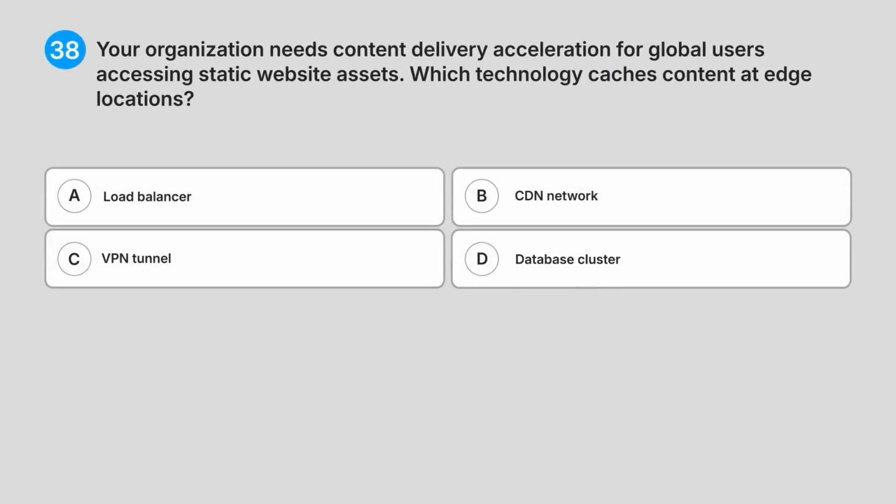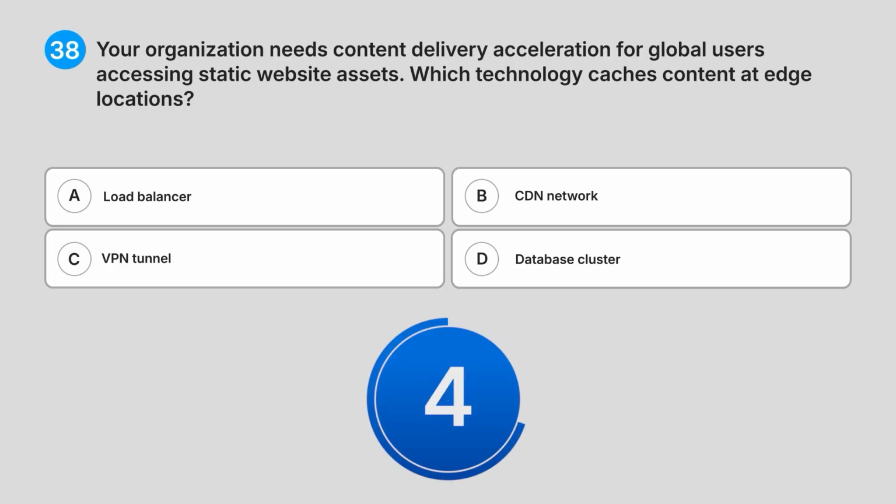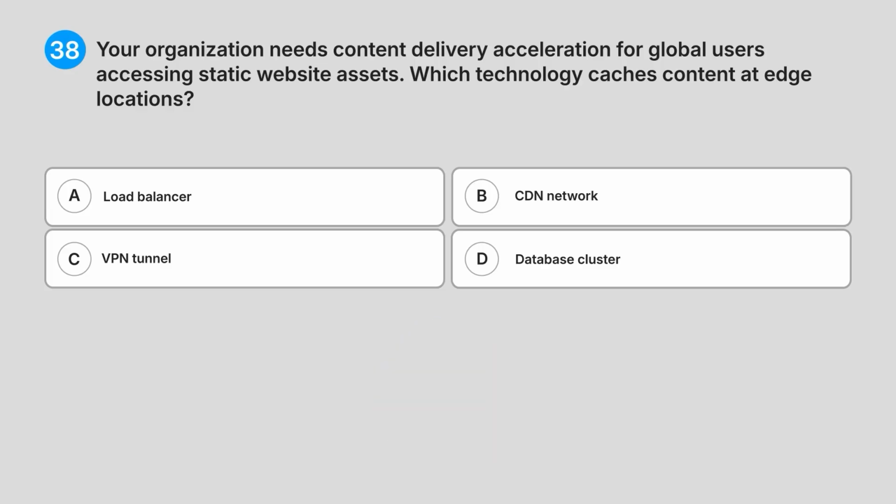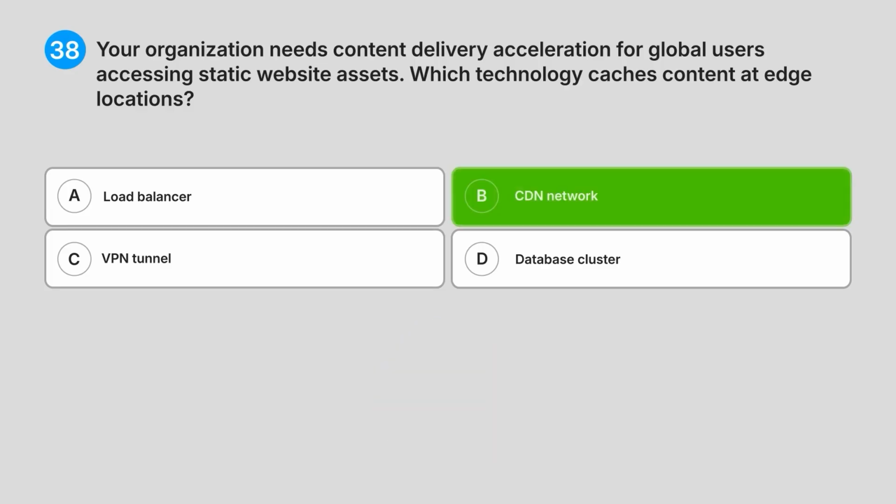38. Your organization needs content delivery acceleration for global users accessing static website assets. Which technology caches content at edge locations? A. Load balancer. B. CDN network. C. VPN tunnel. D. Database cluster. Do you know the answer? Correct answer, B. CDN network.